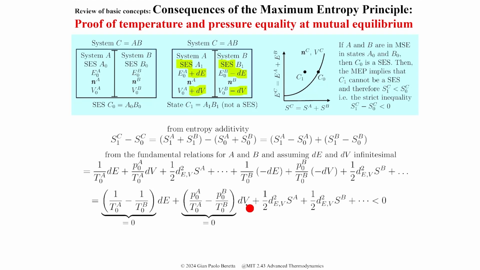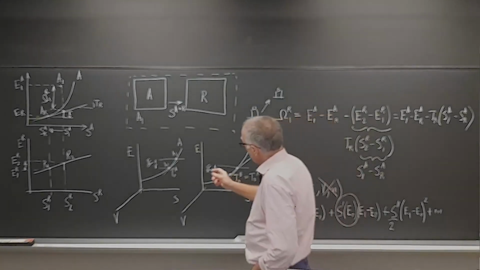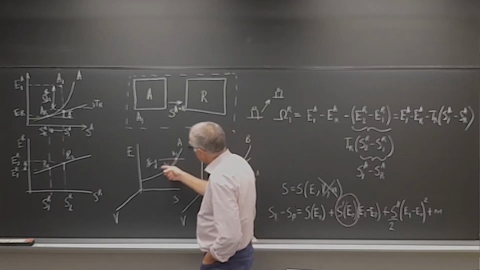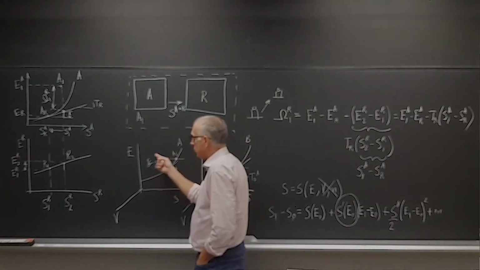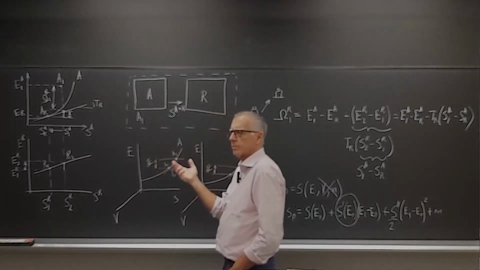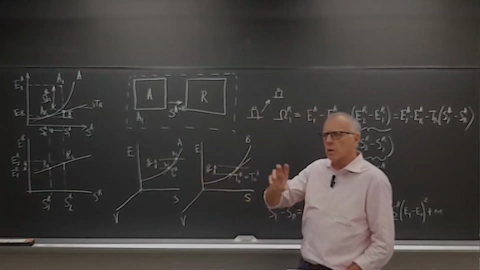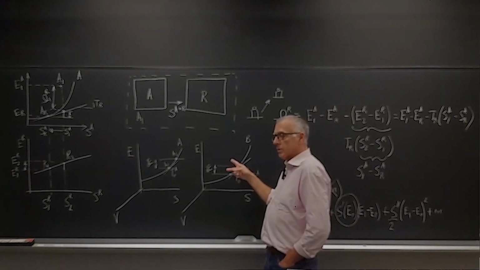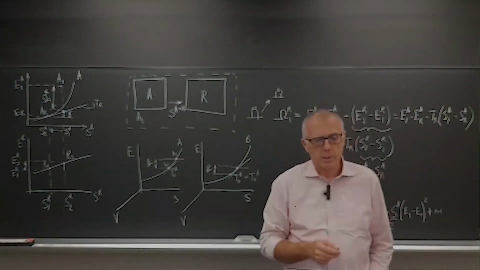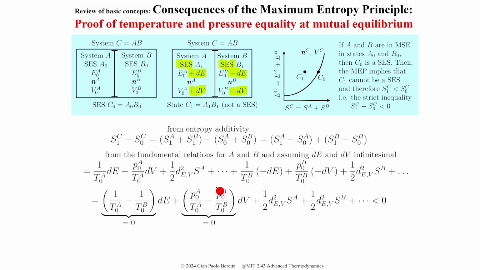On the other hand, you see here I could have chosen another state of A with higher energy, but also one with lower energy. So I could have chosen dE to be positive or negative, large or small, whatever, as long as, of course, B gets the opposite, equal and opposite. So that means that dE and dV can be chosen arbitrarily, positive or negative.